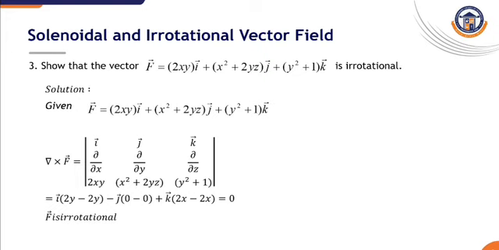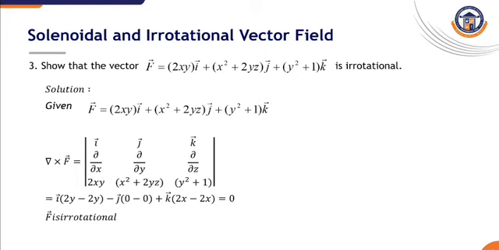Minus j into dou by dou x of y square plus 1. Here there is no x variable, therefore the value becomes 0. Minus dou by dou z of 2xy. The partial derivative with respect to z is again 0, since there is no z. Now the k vector: dou by dou x of x square plus 2yz, the derivative with respect to x is 2x only. Minus dou by dou y of 2xy, the value is 2x.